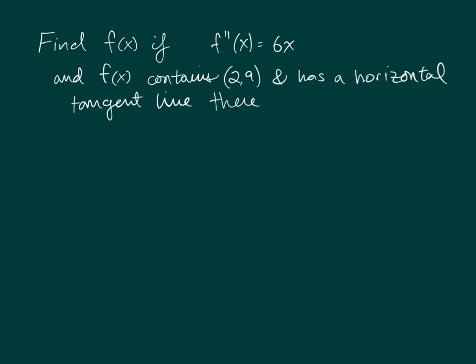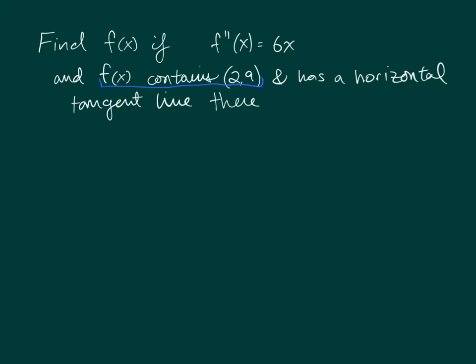For this next example, this is what we would call an initial value problem. We're trying to find the original function, and the original function would be f of x with no plus c values. We're looking for the actual constants here. And so we're given some hints as to how we can do that. We know f of x contains the point 2, 9.